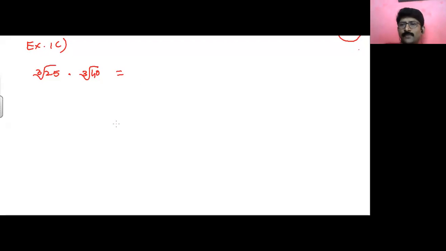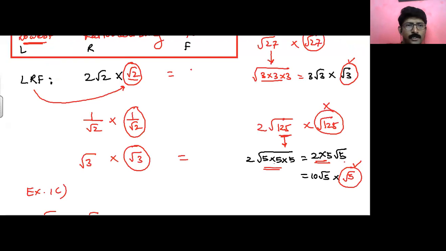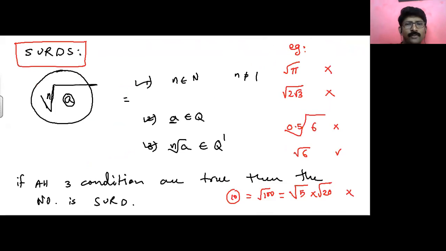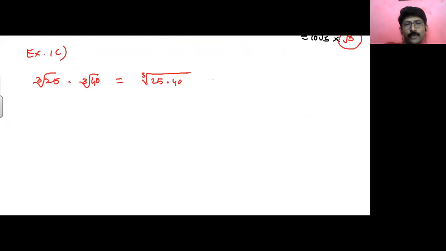Now in the previous video we learned what surds are and what LRF is, and now we'll do some sums based on this. Exercise 1C: suppose it's the cube root of 25 times the cube root of 40. We can write this as the cube root of 25 into 40, which turns out to be the cube root of 1000, and the cube root of 1000 is just 10.